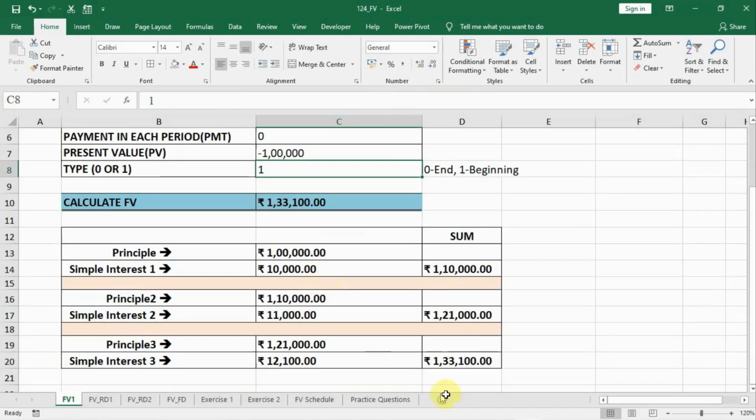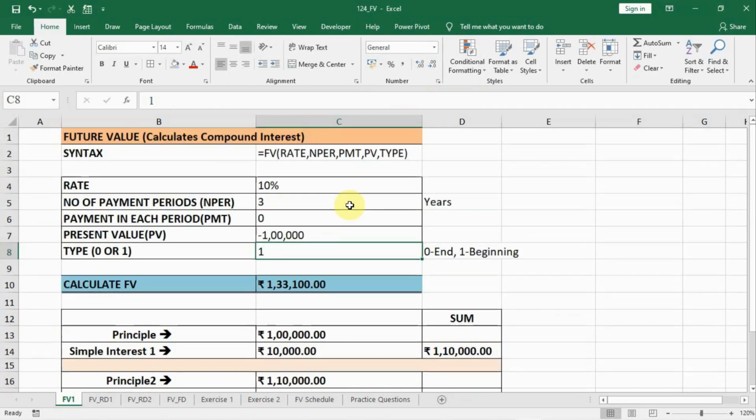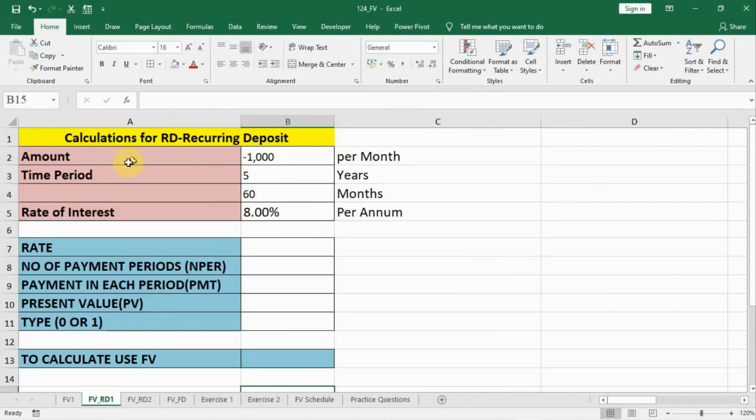133,100, something like that, and here is also 133,100. So in both cases the answers are the same. So in this way we can calculate a future value using the function FV. Now FV is also good for calculating things like a recurring deposit. Recurring means at every period we are depositing some amount.